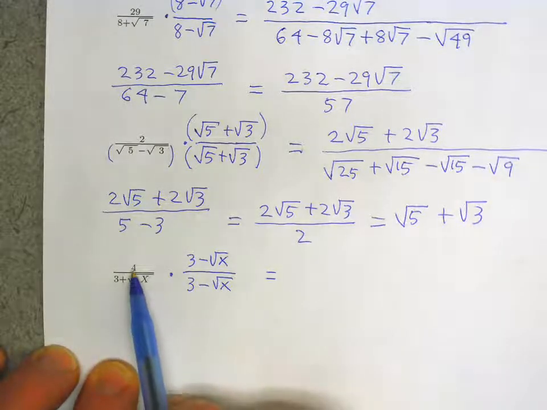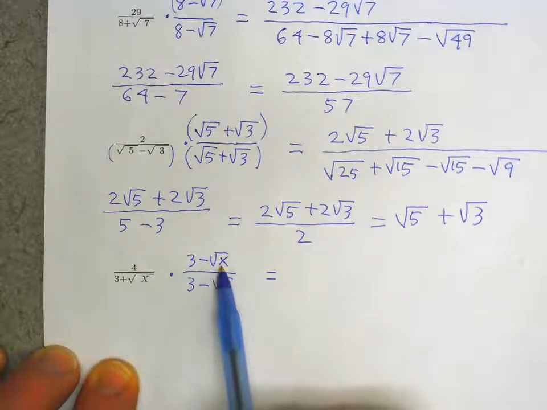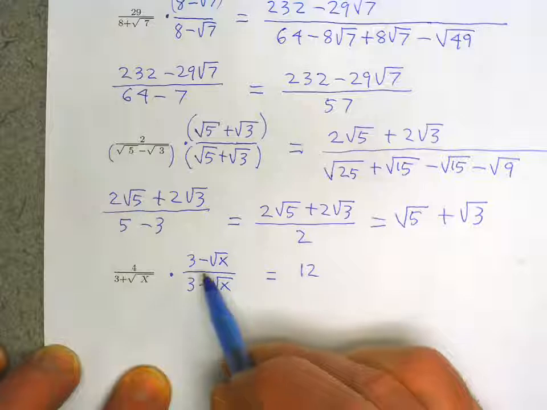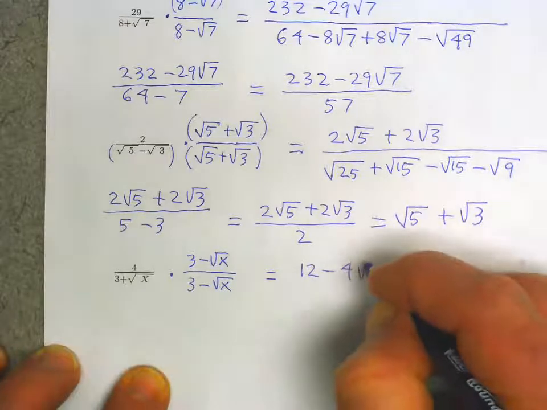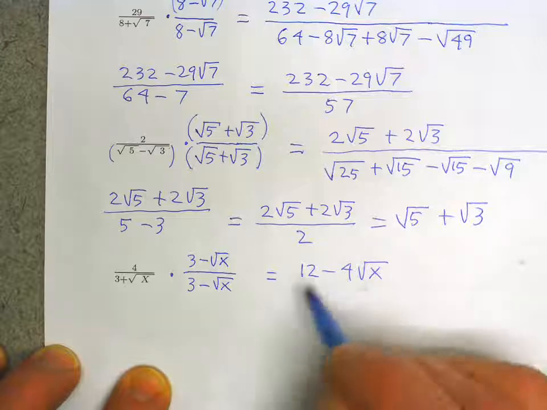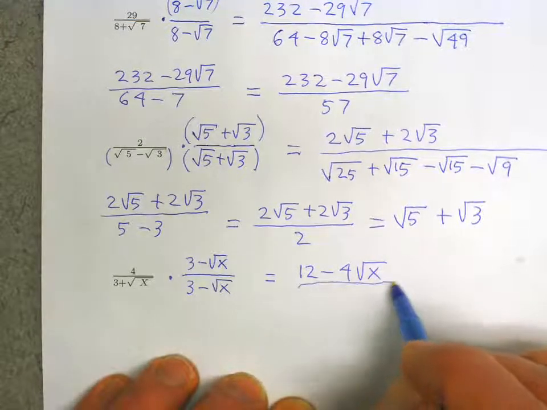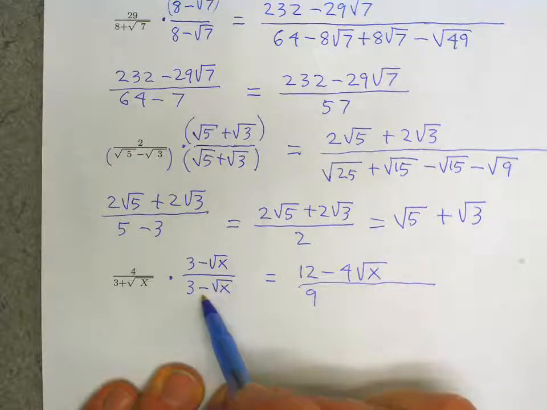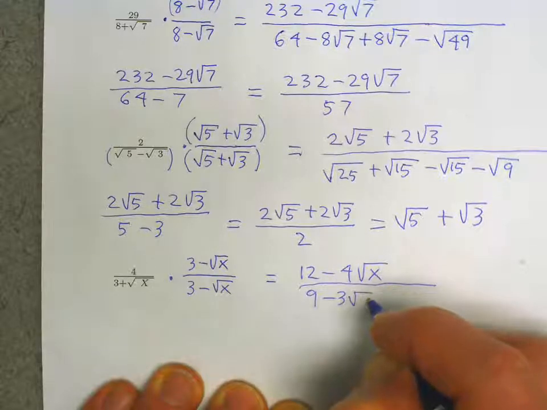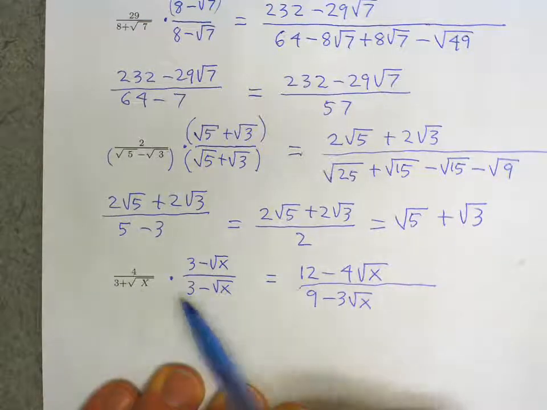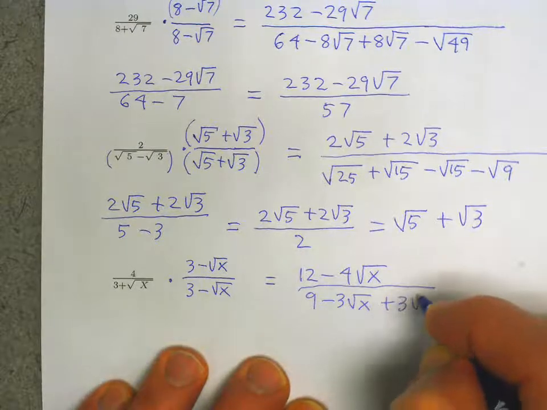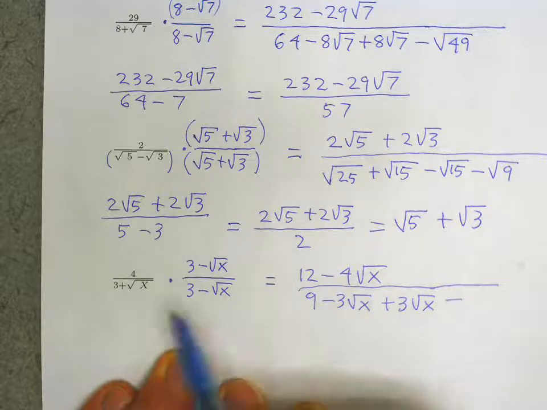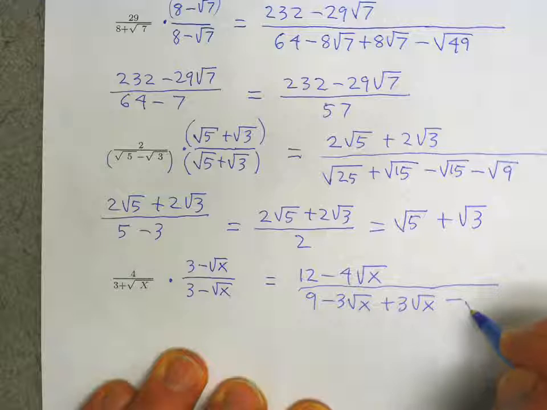Okay, so in the numerator, multiply 4 times the entire quantity, 3 minus the square root of x. 4 times 3 is 12, and minus 4 times the square root of x. And then in the denominator, 3 times 3 is 9, minus 3 times the square root of x. And then plus the square root of x times 3, which is just plus 3 times the square root of x. And then minus the square root of x times the square root of x, which is the square root of x squared.